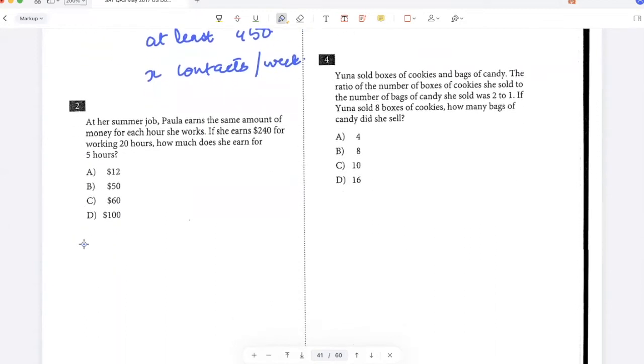At her summer job, Paula earns the same amount of money for each hour she works. If she earns $240 for working 20 hours, how much does she earn for 5 hours? So per hour, she earns 240 by 20, which is 12. So for 5 hours, she'll earn 12 into 5, 60.